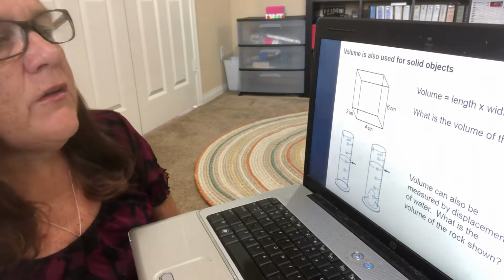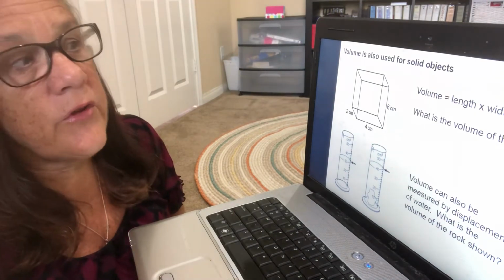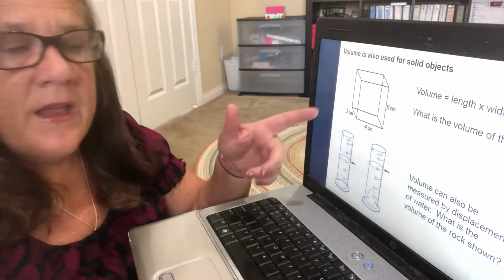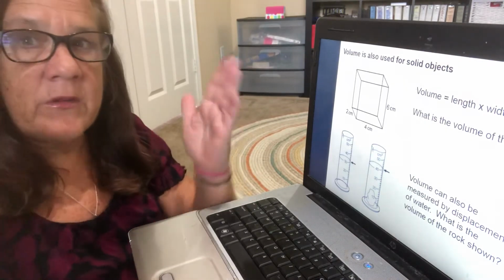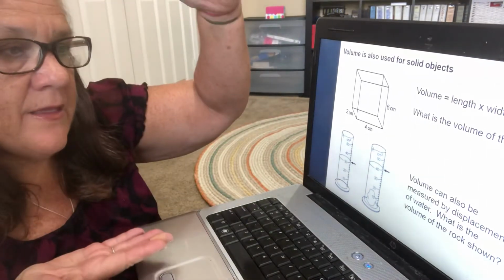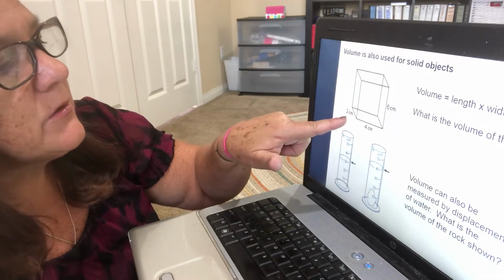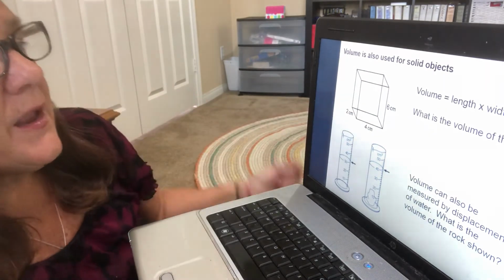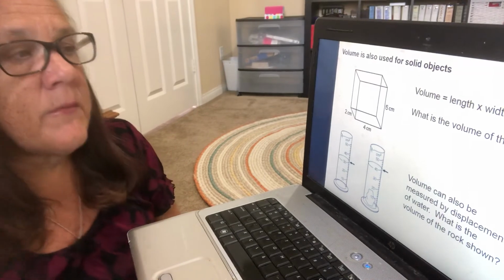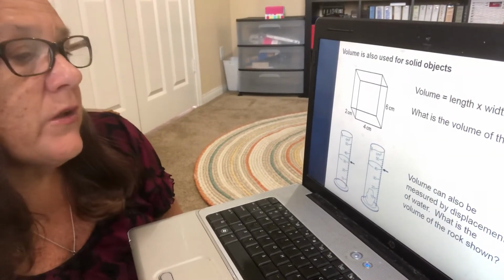All right, volume for solids is different, and that's going to be length times width times height. So length times width times height, it's called a cube, and you multiply 2 times 4 times 6, and that would get you the volume of a solid.